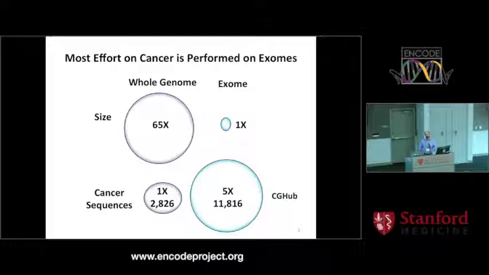Of course, this is shifting now that the cost of human genome sequencing is dropping considerably. In fact, we pay about $1,200 for a human genome sequence. And so there are getting to be large projects out there. In fact, the Pan Cancer Project has just released 2,800 whole human genome sequences. So there'll be a lot of sequences in this space.